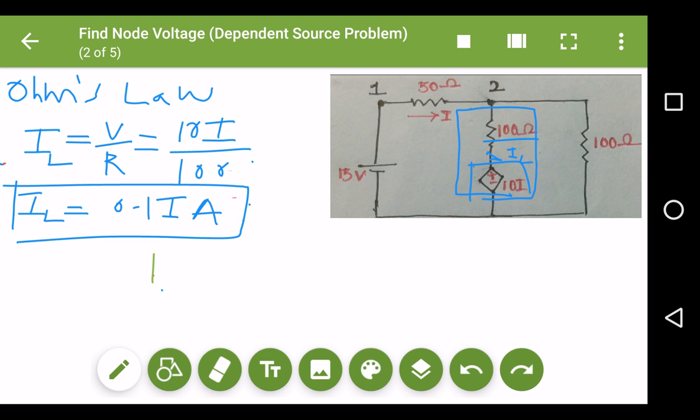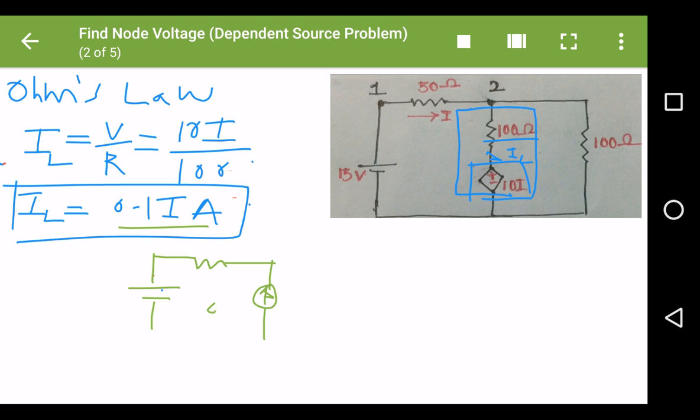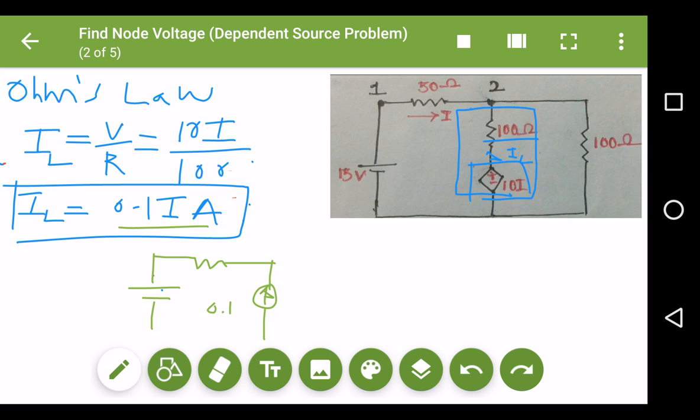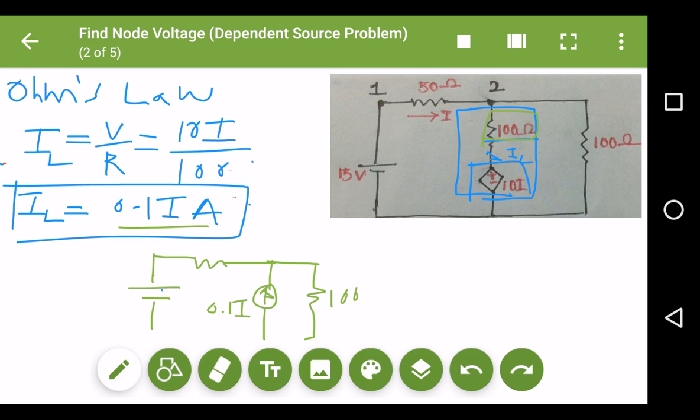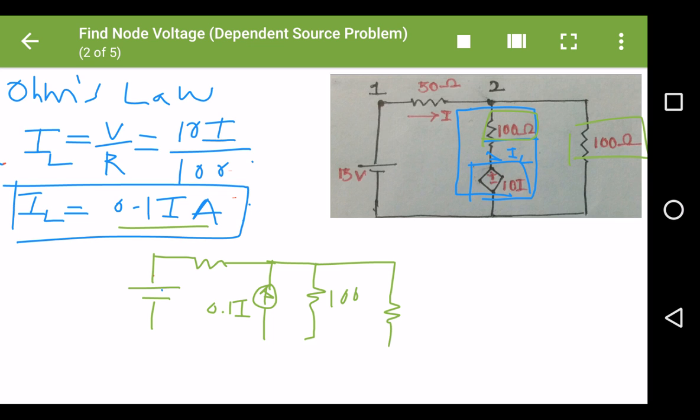Afterward it will look like this. That is my 15 ohm, which is undisturbed. My resistance is undisturbed. Here my current source came into the picture, and that is the value of 0.1 I amperes, and the resistance of 100 ohms gets separated from the branch, that is 100, and the last resistance, that is 100 ohm, is as it is.